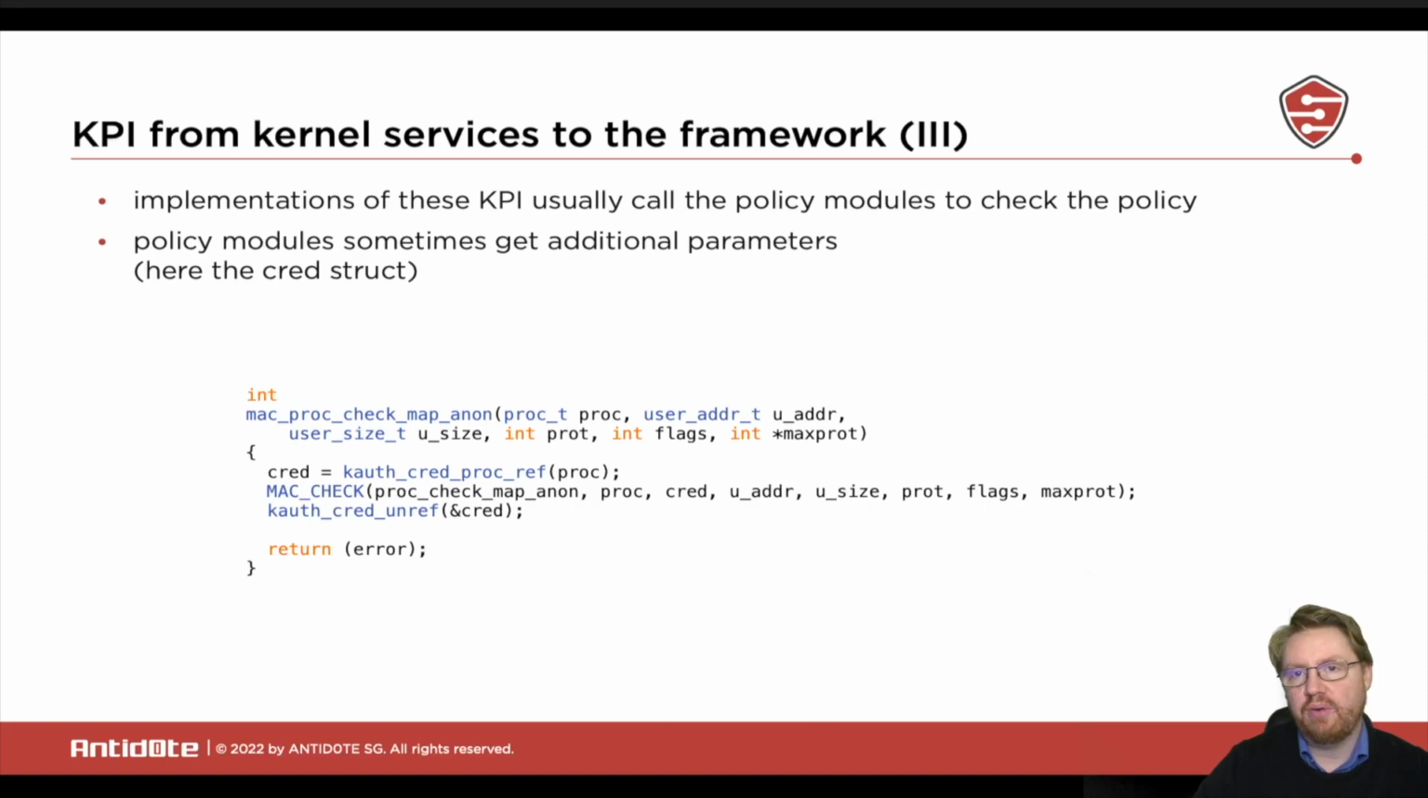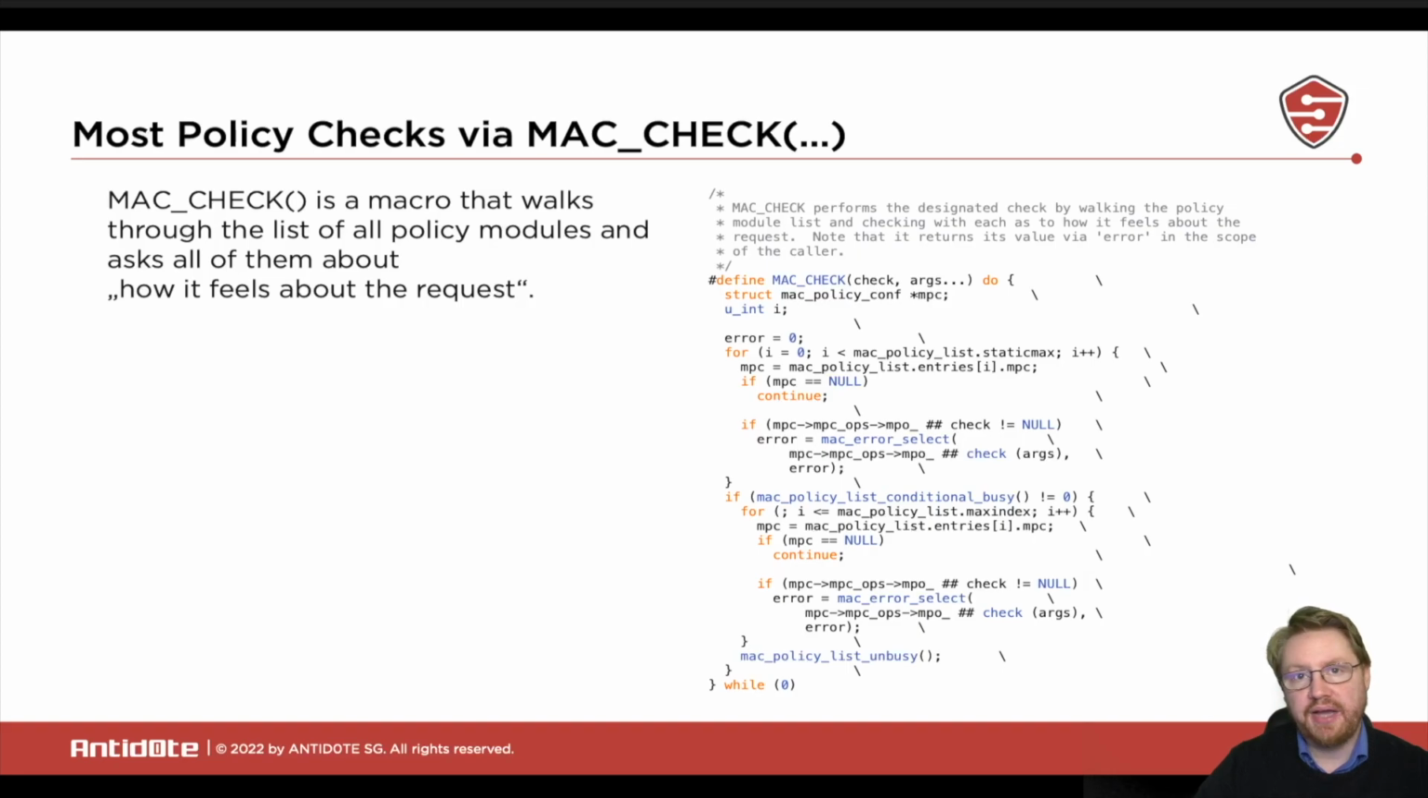It's not really clear why Apple does that. Maybe they only want this whole magic of referencing the credentials once. Maybe they want to move this error-prone operation away from the callee. But in any case, they're just giving the credentials of whoever performed this anonymous mapping directly to the hook itself. So what is this mac check macro?